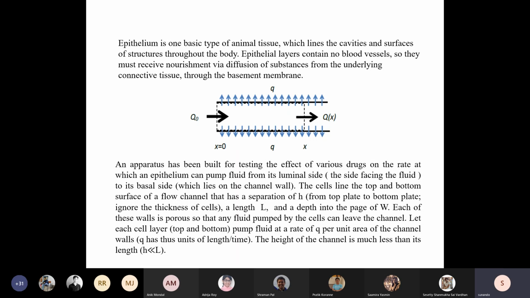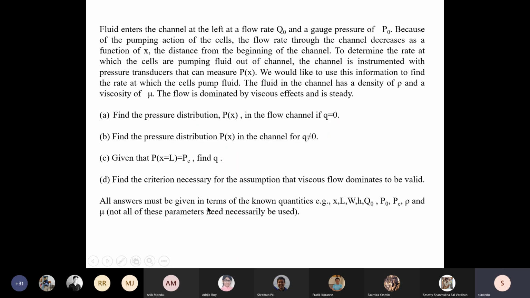Okay, I go to the next part of this. The fluid enters the channel at the left with the flow rate Q naught. The pressure is provided, and since it's a gauge pressure, we know that we do not have to do anything else. We can directly use P naught. You probably remember that from Bernoulli's equation, we always use the gauge pressure and not the absolute pressure.